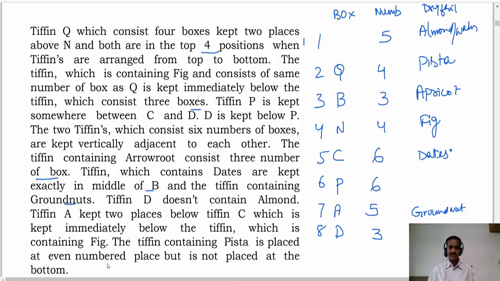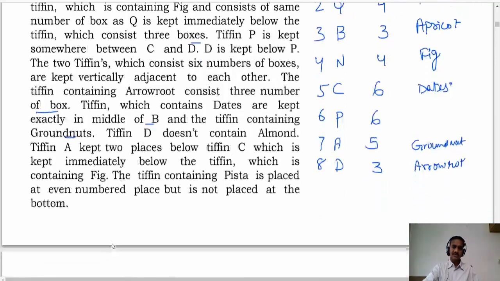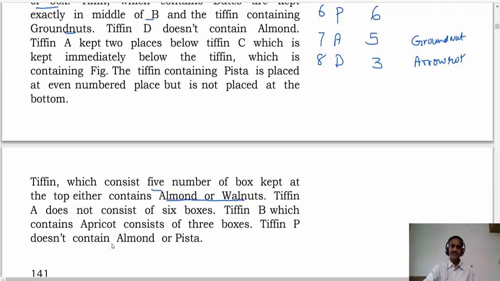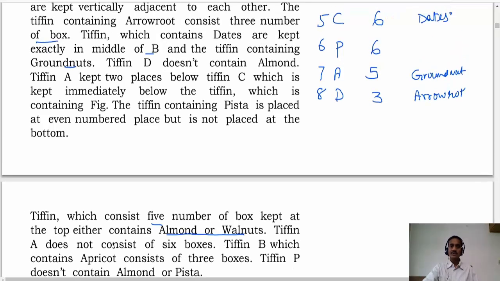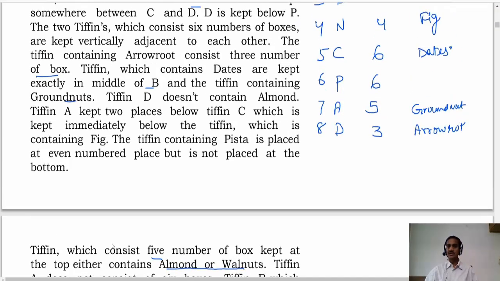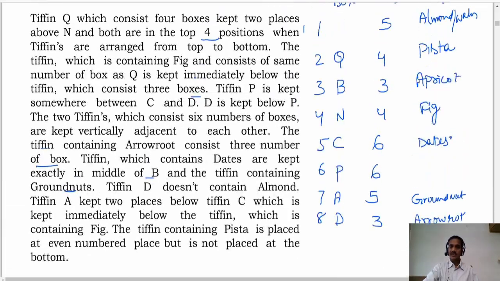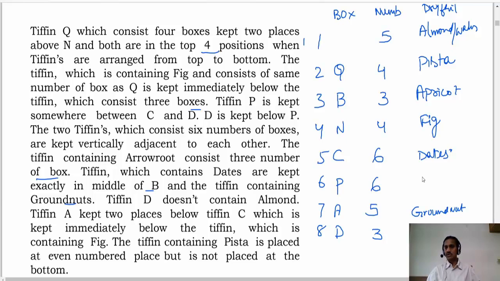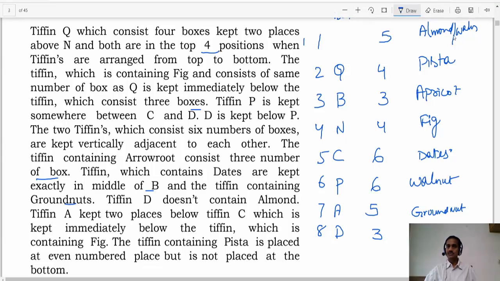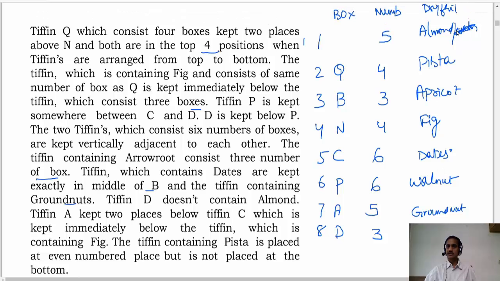The tiffin containing pista is placed at an even number place but not at the bottom. And the tiffin which contains 5 is kept at the top and contains either almond or walnut. Tiffin A does not contain 6 boxes. Tiffin B which contains apricot consists of 3. P does not contain almond or pista. Since it has no almond and no pista, almond is not here. So finally here there must be almond or walnut. Since almond is ruled out, this must be walnut. And if this is walnut, this must be almond. And this is walnut, this is almond.